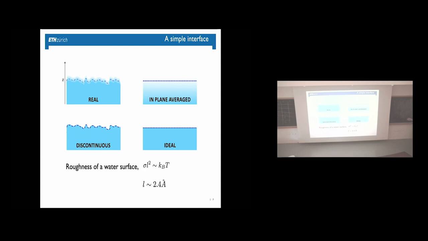The problem is this gets mathematically extremely complicated because you get so many thermodynamic variables that you have to follow, etc. We will treat the interface as discontinuous, and the roughness of water is only 2.4 angstrom, which we will neglect, right? If you balance the surface tension flattening the fluctuations with the thermal energy that drives the fluctuations, you find that's 2 angstrom. So we will do a sharp interface, okay?